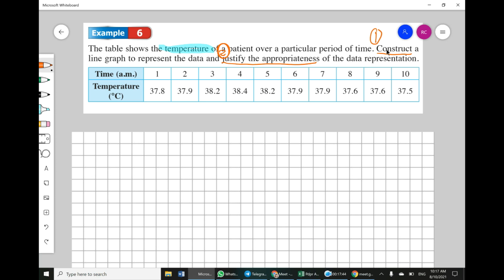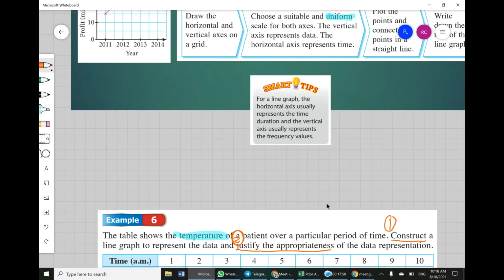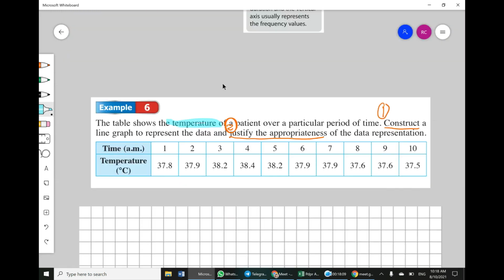To construct a line graph, we have to draw what? The 2 things that we have to start with in the steps. Do you still remember? The horizontal axis and the vertical axis. Draw the horizontal and the vertical axis. Remember these 2. After that, you just choose a suitable scale.